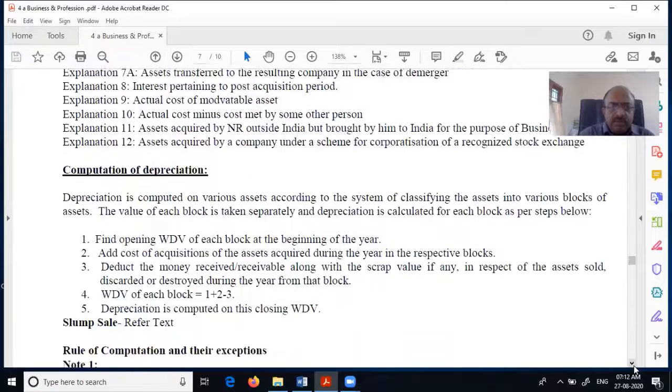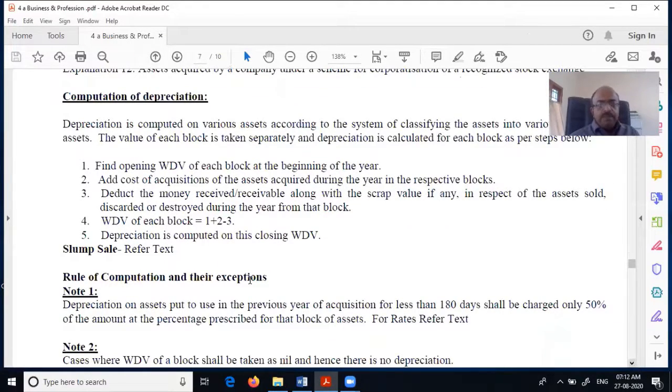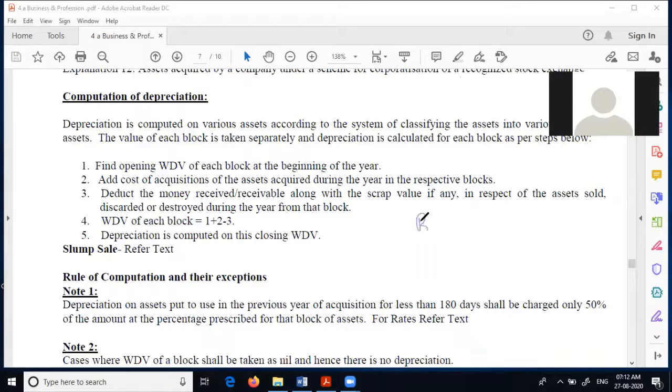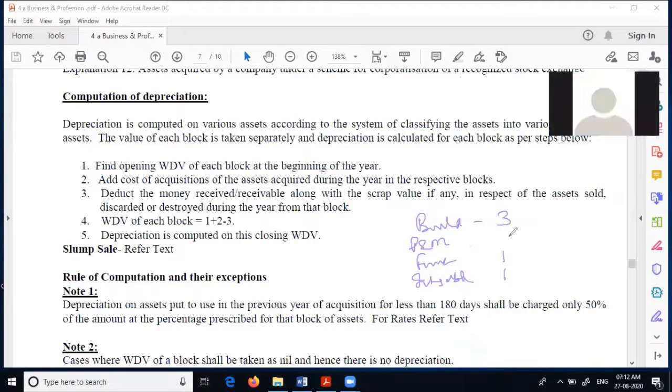Now let us come to the important thing of how to compute depreciation. What is important is how many blocks of assets did we see? Under building, there were how many blocks? 3. Under plant and machinery, we'll come to that. Furniture, 1. And intangible, 1. And in plant and machinery, how many blocks are there?